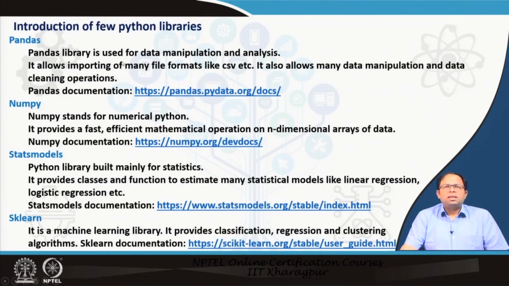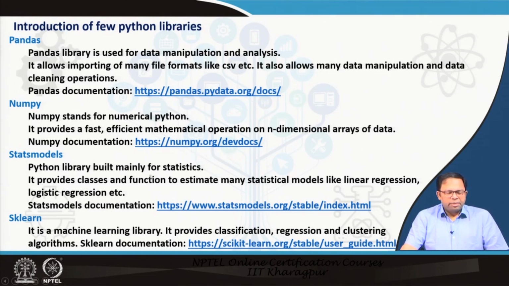So Python uses several libraries. For example, the pandas library is used for data manipulation and analysis. It allows importing of many file formats like CSV, etc. And it also allows many data manipulation and data cleaning operations. And this documentation could be looked at over here. NumPy stands for numerical Python. It allows many mathematical operations, particularly on arrays and so on. And you can see the documentation over here.